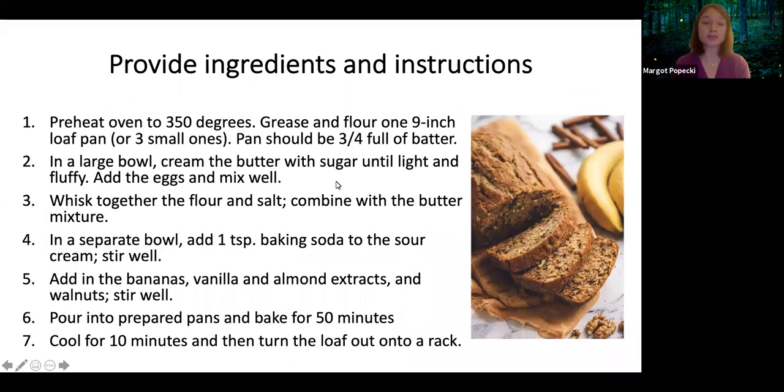This is what I'm looking for. I'm looking for a recipe that will give me both the ingredients and the instructions so I can follow each step exactly and be able to make this loaf of banana bread. Very similar to baking, when you are writing the methods section of your research papers, you should provide enough detail that somebody could replicate your steps and be able to do your experiment all over again.